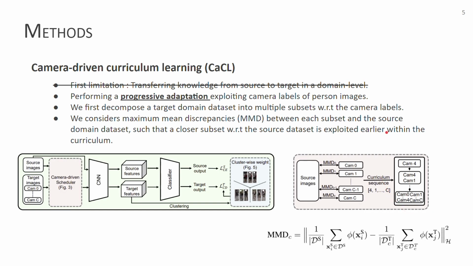To overcome the first limitation, we introduce a novel curriculum learning framework called Camera-Driven Curriculum Learning. We perform a progressive adaptation exploiting camera labels of person images. We first decompose a target domain dataset into multiple subsets with respect to the camera labels. We consider maximum mean discrepancies between each subset and the source domain dataset. A closer subset with respect to the source dataset is exploited earlier within the curriculum.